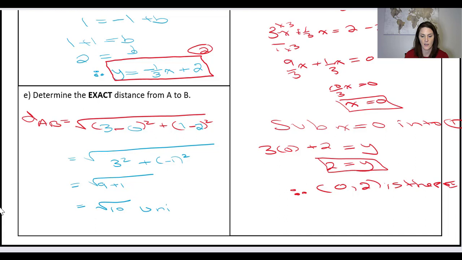So units. So that is our final answer for question number 1. So the shortest distance of the line segment is the square root of 10 units.